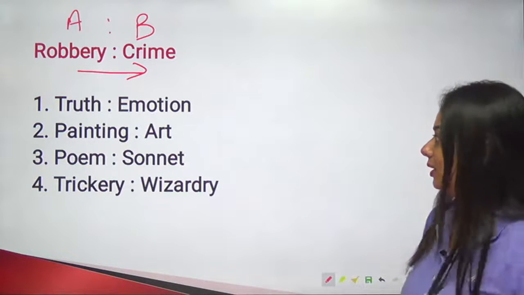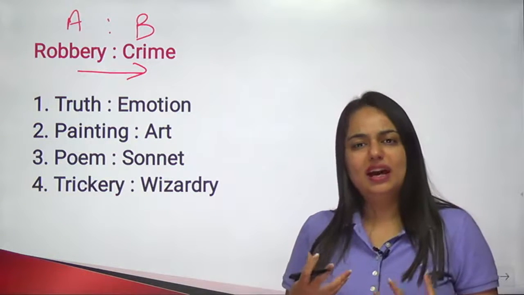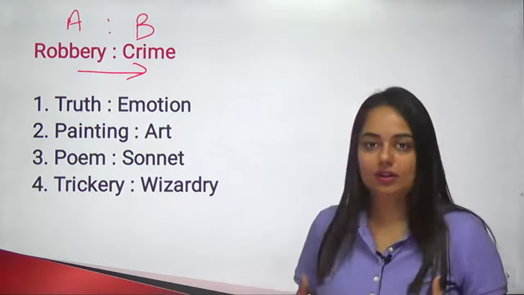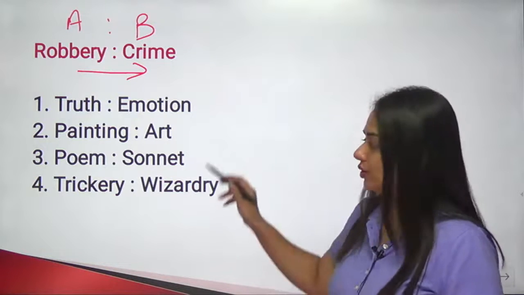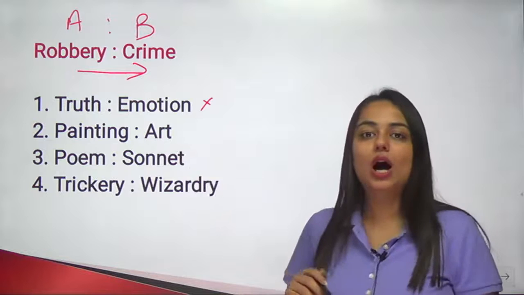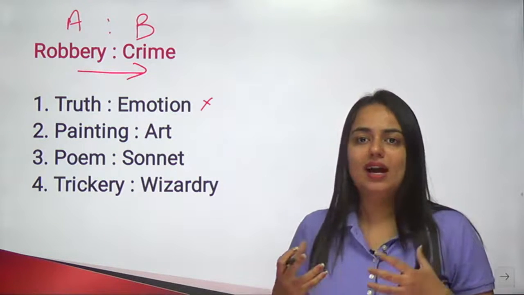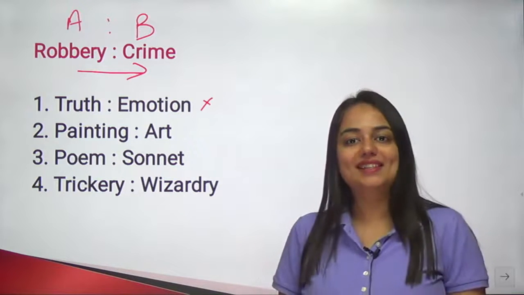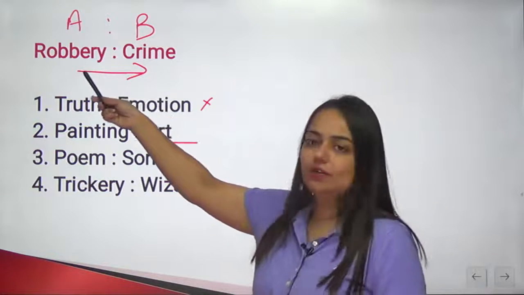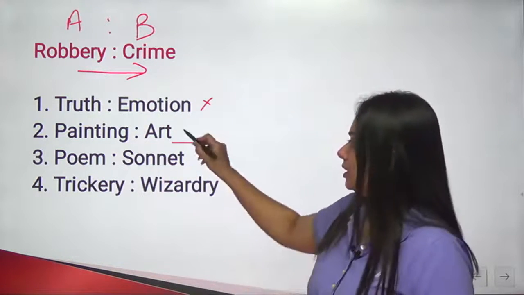Right, so let's see this one. First one is truth is to emotion. Do you think truth is a kind of emotion? Truth is not an emotion, right? It's a quality. So we cannot say truth is an emotion. So this relation itself is a distorted one. Second is painting is to art. Is that right? There are different forms of art like music, dance, drama, painting. So yes, this is the right answer. A is a type of B. Just as robbery was a type of crime, painting is a type of art. So this is the right answer.